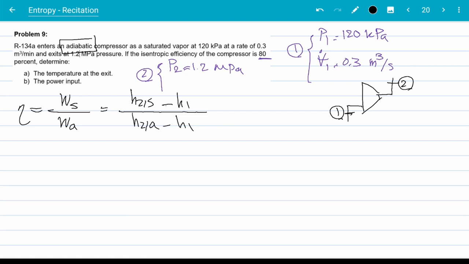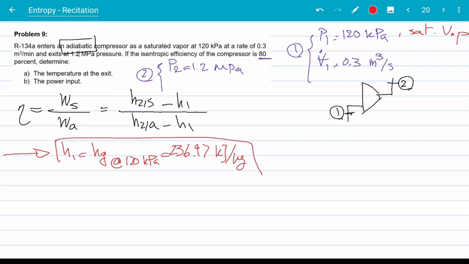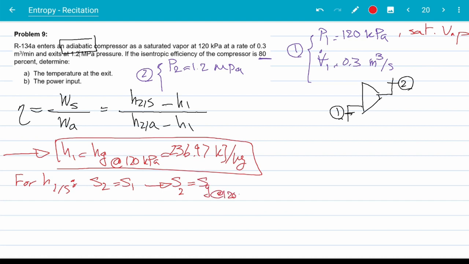So let's start with H1. At 1, I know that I am dealing with saturated vapor. So I'm going to check the tables and read that H1 is Hg at the pressure of 120 kilopascals, which is 236.97 kilojoules per kilogram. So I found H1. Now I need to find H2 isentropic. In order to find it, I'm going to assume that the process was indeed isentropic, meaning that S2 is equal to S1. So S2 is equal to Sg at 120 kilopascals, which again, from the tables, is 0.94779 kilojoules per kilogram Kelvin.